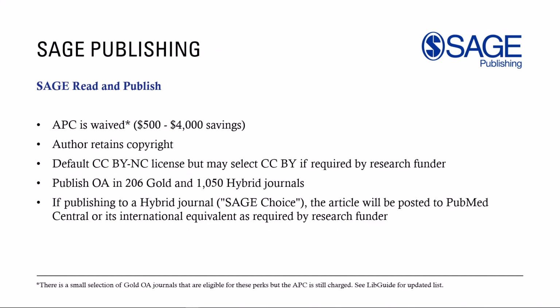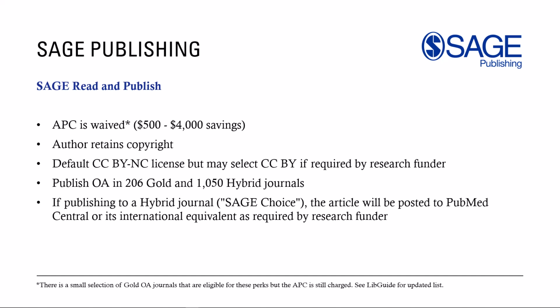Authors who take advantage of the SAGE publishing agreement will not pay an APC. These range from $500 to $4,000. Authors retain copyright and use the CC BY NC license with an option to use CC BY if required by their research grant. In 2025, there are 206 gold and 1,050 hybrid journals to choose from. There are 6 gold journals that are eligible for all benefits except for the APC waiver. This short list changes every year, so tune into our guide for the current exceptions.